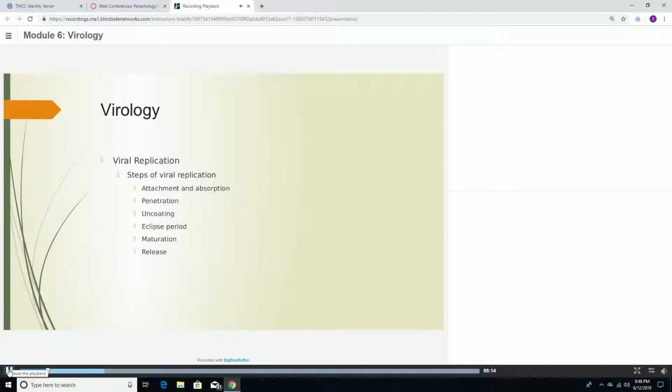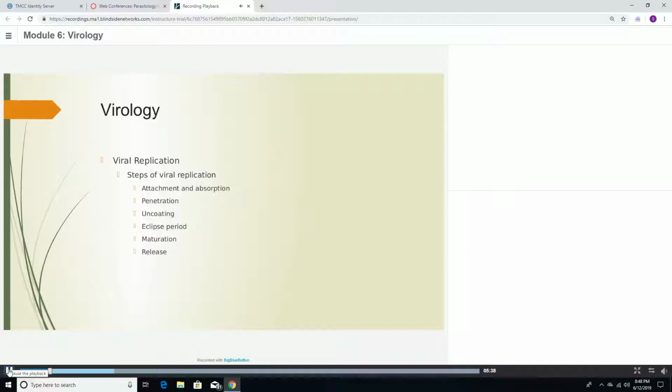So viral replication, essentially how a virus replicates and creates more viruses, and eventually will cause an infection because we have an overgrowth of viruses, is going to be called viral replication. It's important for you guys to note the steps of viral replication because it is a quiz question. And there are several steps.